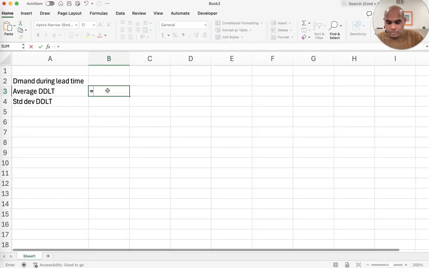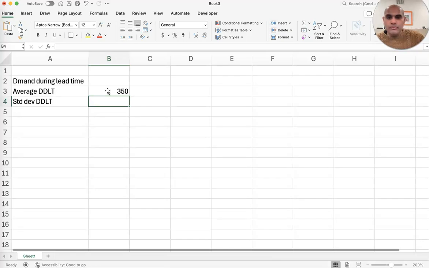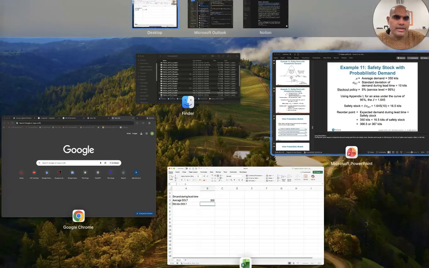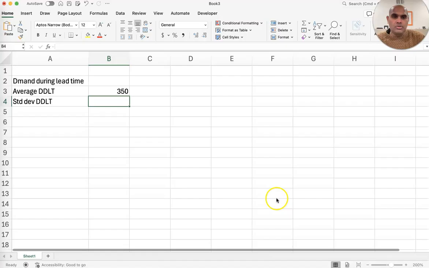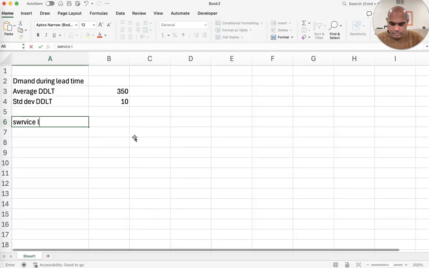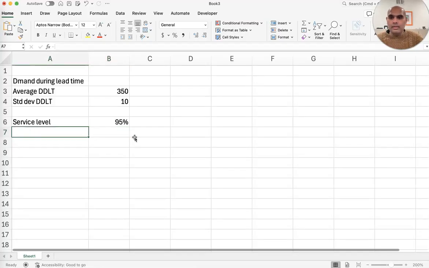Same. All right. So 350. We say that the average demand during lead time is 350, and let's say the standard deviation of demand during lead time was given to us as 10. So that's really tiny, but anyway. And then we say that the service level is, let's say, 95%. Then we can calculate our safety stock.